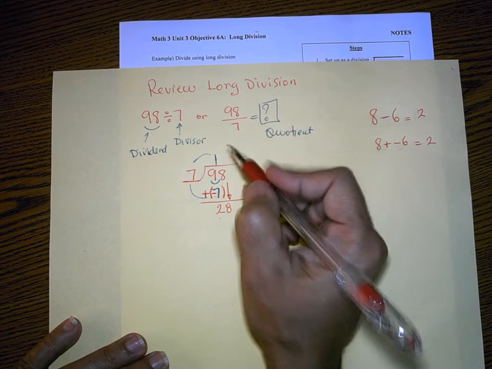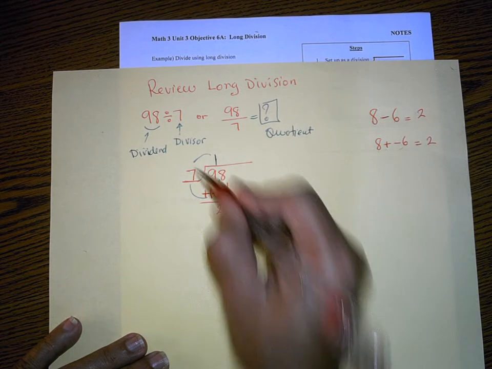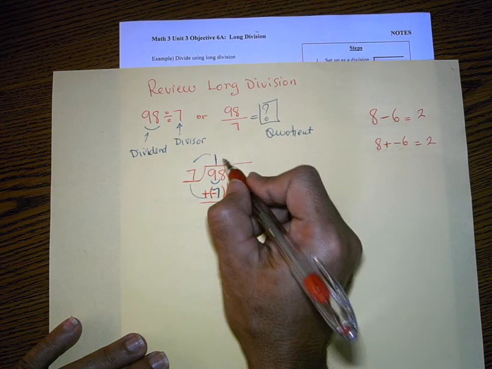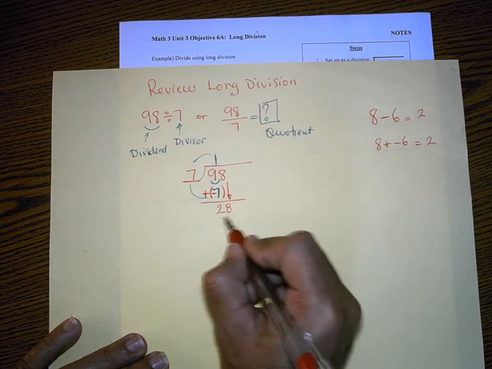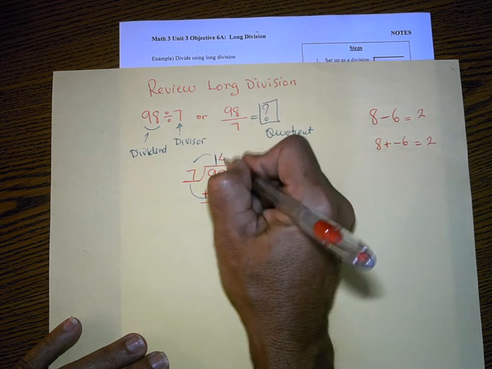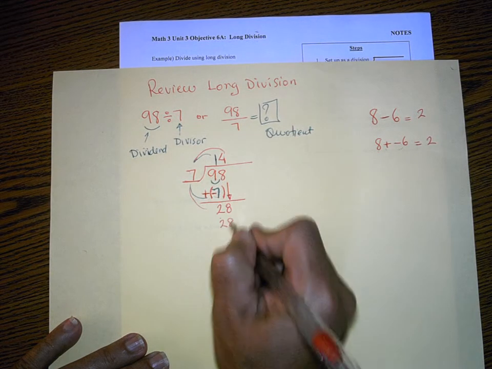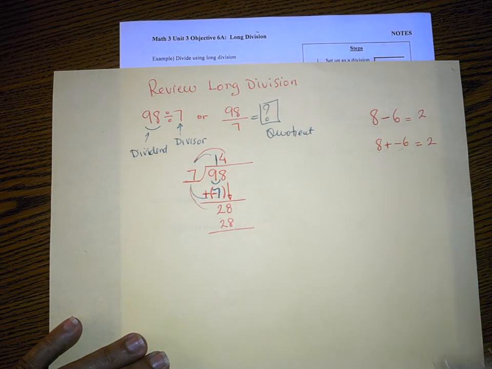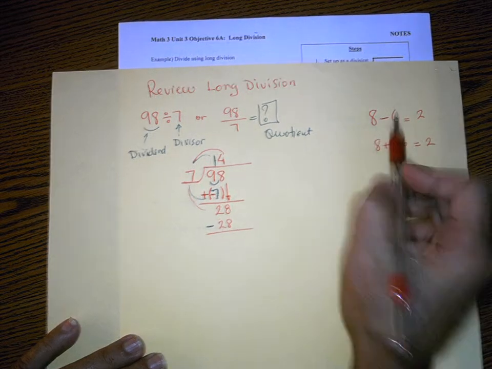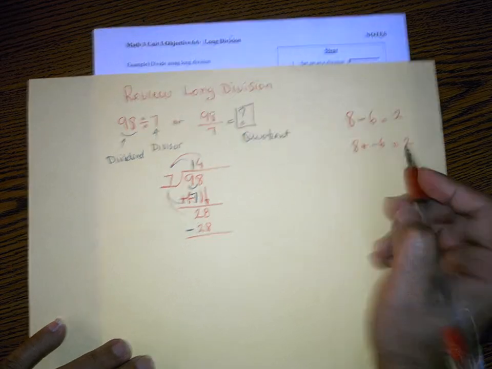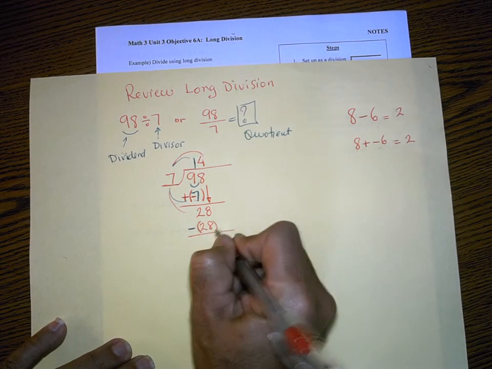And I think, what number times 7 gives me a positive 28? I'm not thinking of negative. What number times 7 gives me a positive 28? That would be a 4. 4 times 7 gives us positive 28. And then comes that part of subtracting. Like I said over here, subtracting is the same thing as adding a negative. So the 28 is positive.